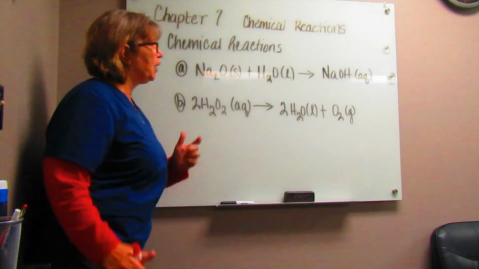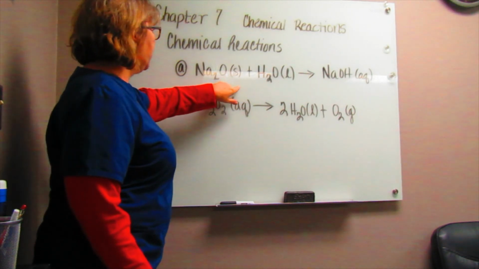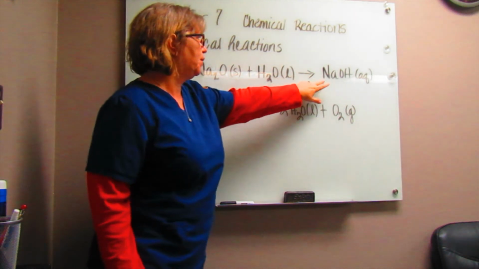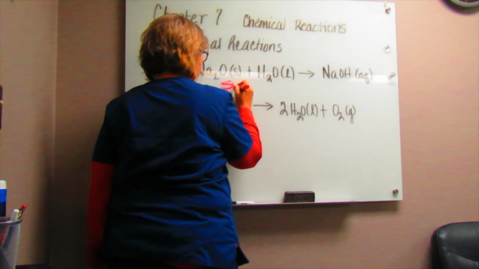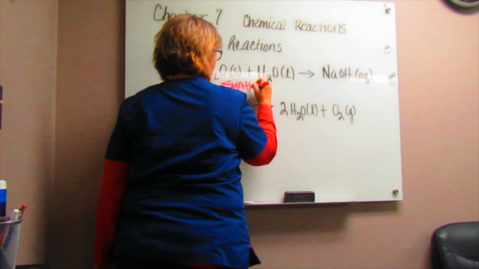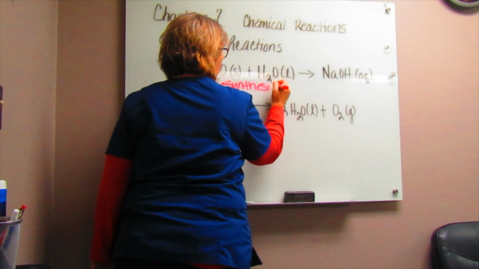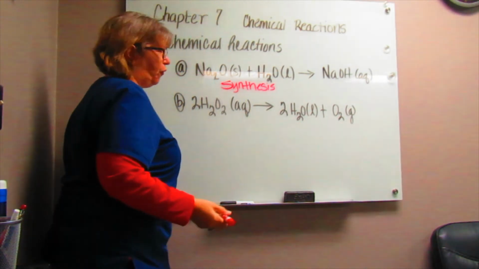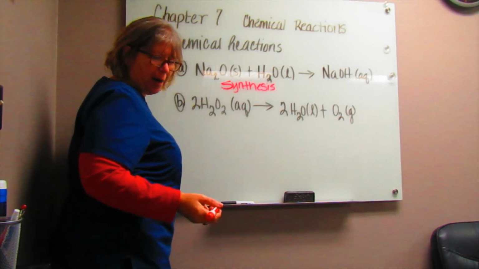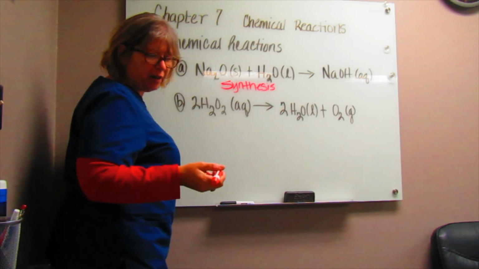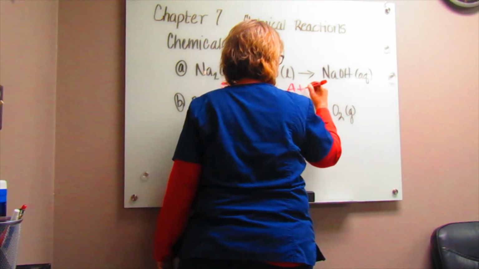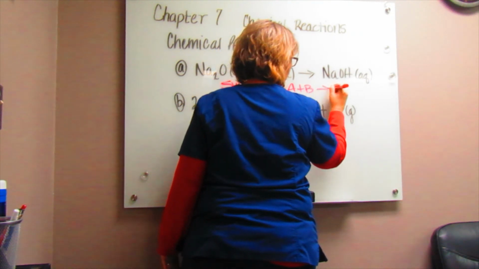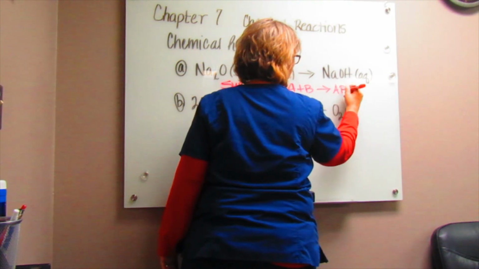So for this first one, pretty simple. You look here, you've got your two compounds. They come together to form one compound. This is a synthesis reaction. And so if we were asked what the generic formula was, it would be A plus B yields AB, right?